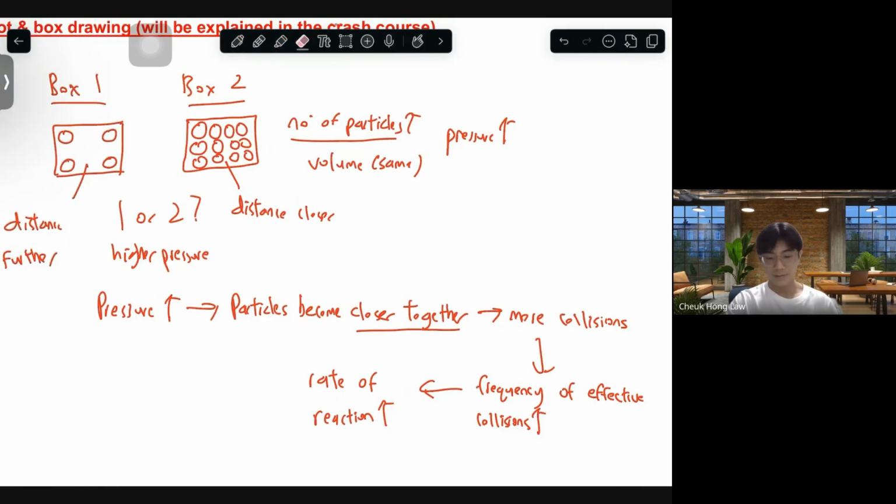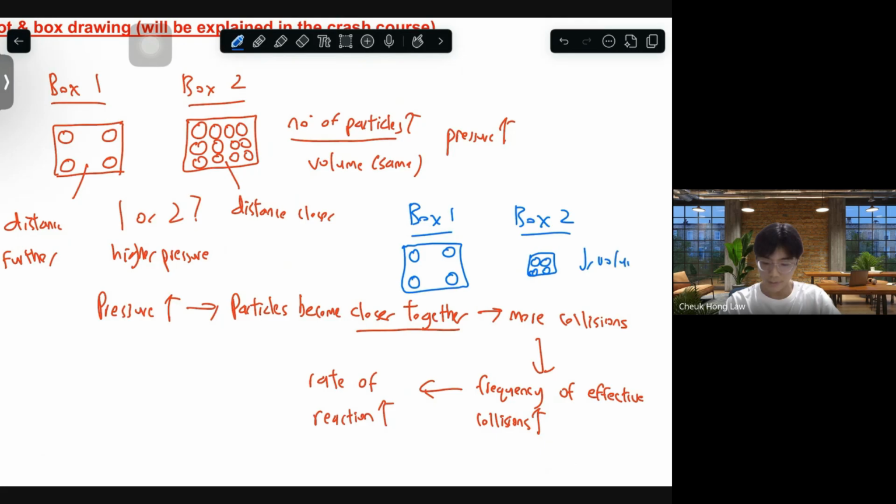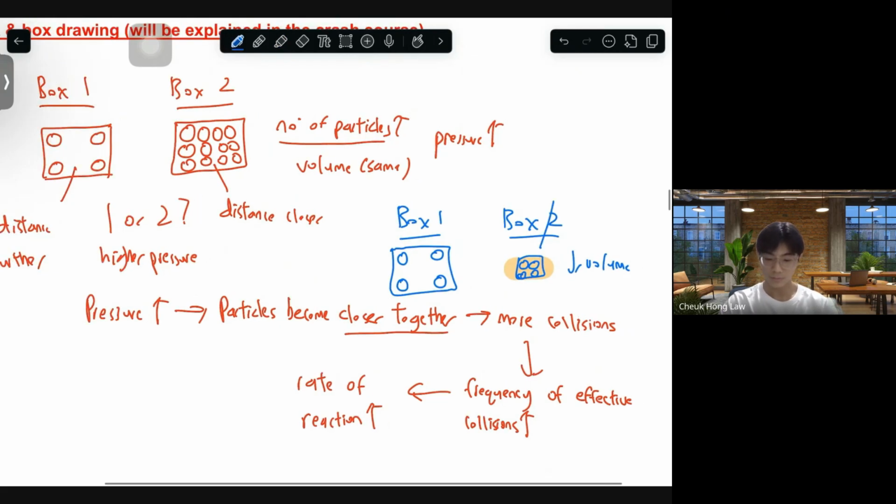But pressure is not only changed by increasing the number of particles. We can also decrease the volume, but the same thing will happen. Let me show you. I draw another 2 boxes. As you can see, in box 2, I decrease the volume, but the number of particles is still the same. But you realize that the particles in box 2 are closer compared to box 1.